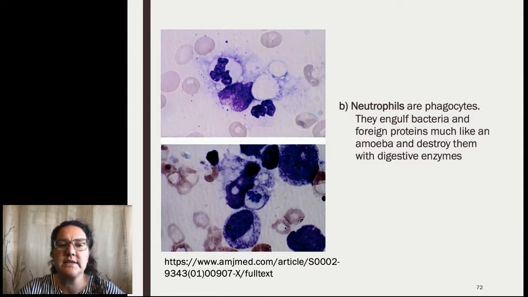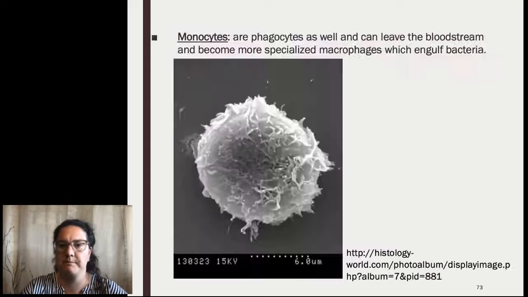Neutrophils are phagocytes, and they engulf bacteria and foreign particles, much like amoeba, and destroy them with digestive enzymes. So they'll engulf them and then destroy them. Monocytes are phagocytes as well and can leave the bloodstream and become more specialized macrophages, which then engulf bacteria and then destroy it.